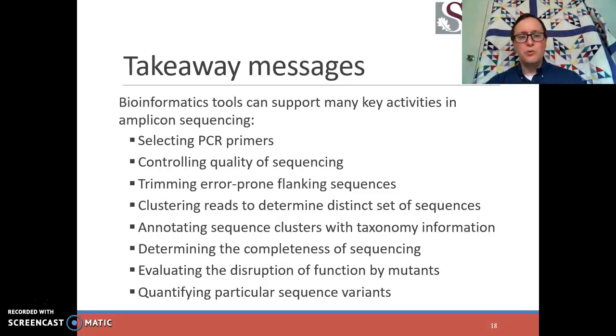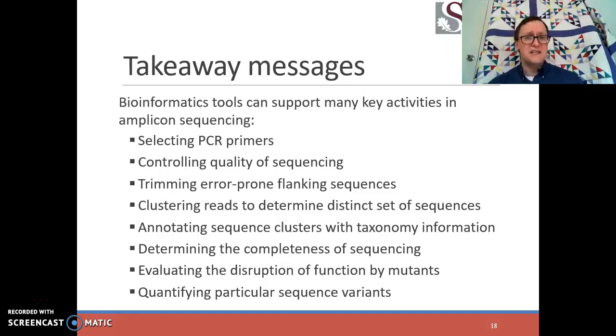Being able to trim away error-prone flanking sequences is one of the outcomes from that. You would try to use the Phred scores to guide you in how to trim the DNA sequencing reads. Being able to cluster the reads to determine which are the distinct sets of sequences, the OTUs, that can be derived from it, is certainly a major application of bioinformatics. We talked about 3 different tool sets that have been created for that purpose. Being able to match those clusters to taxonomies, of course, matters. Being able to interpret the data requires that kind of processing.